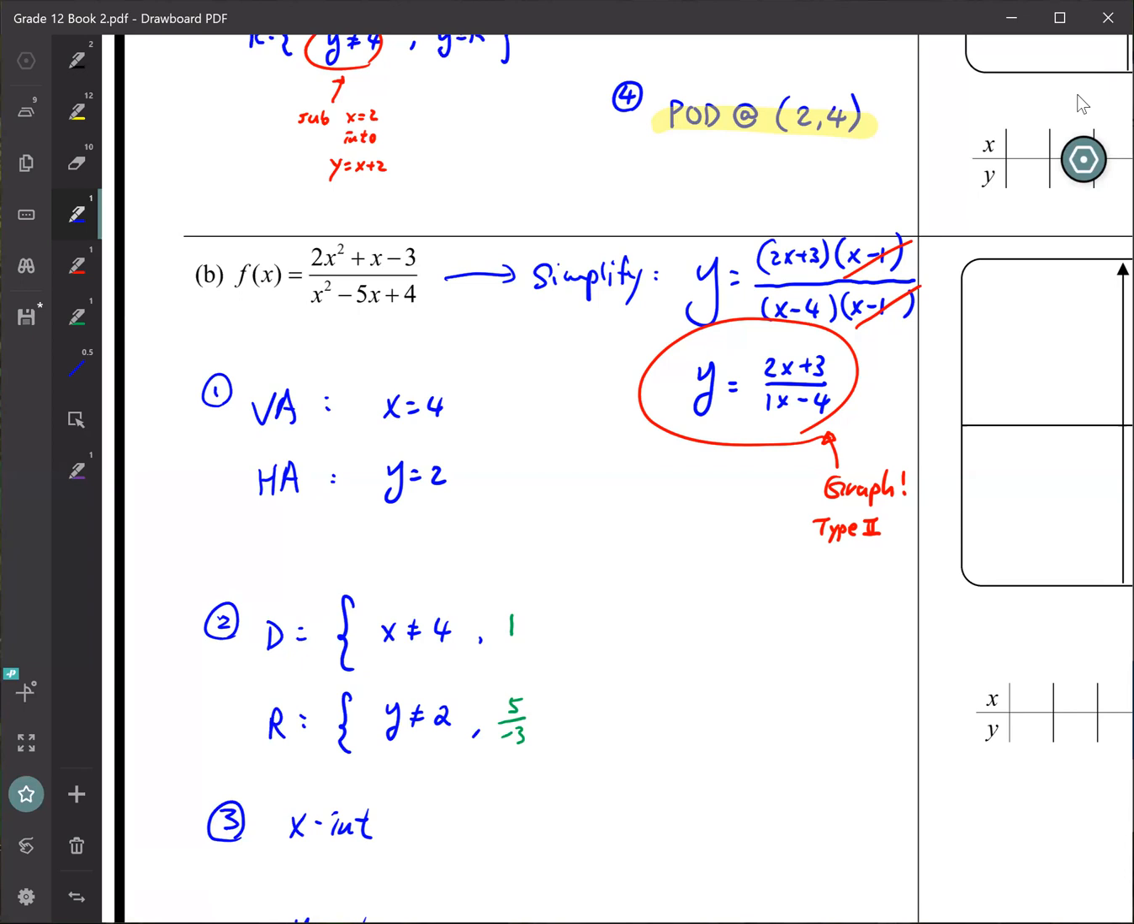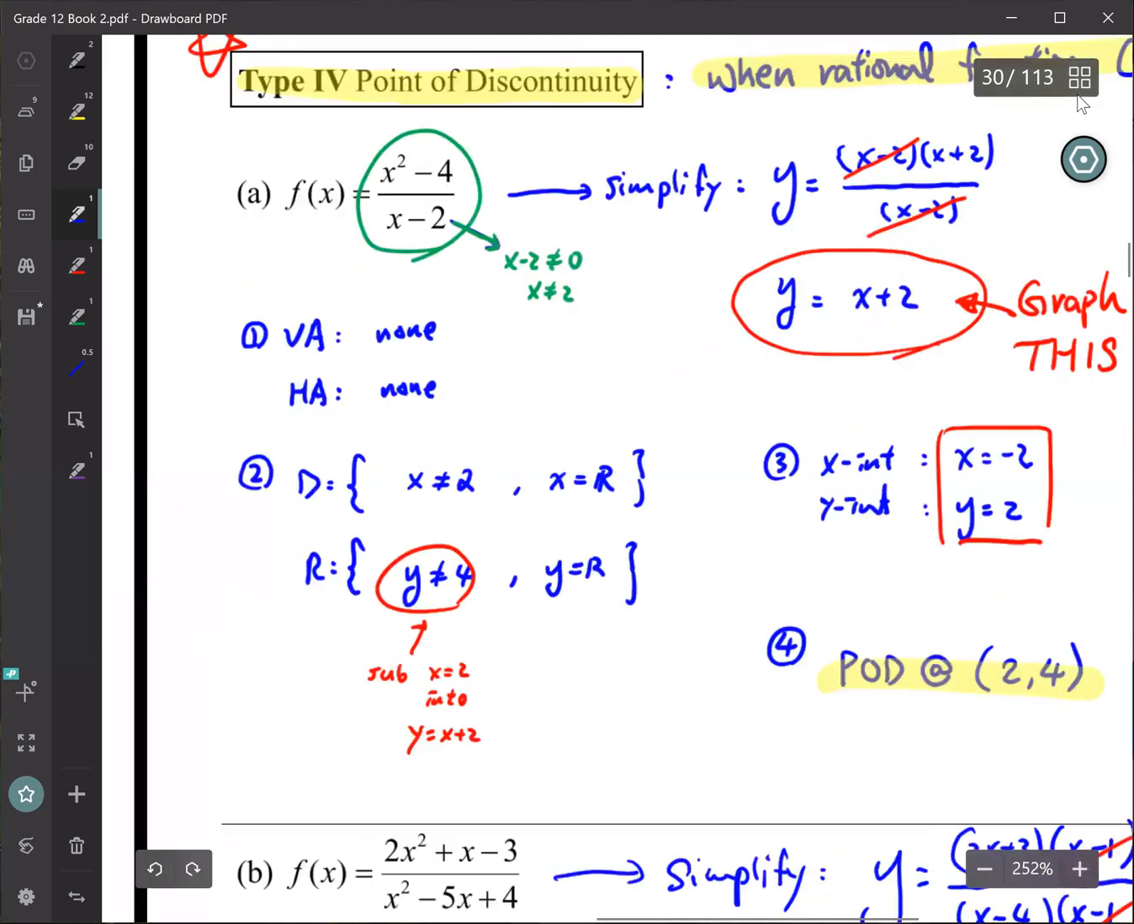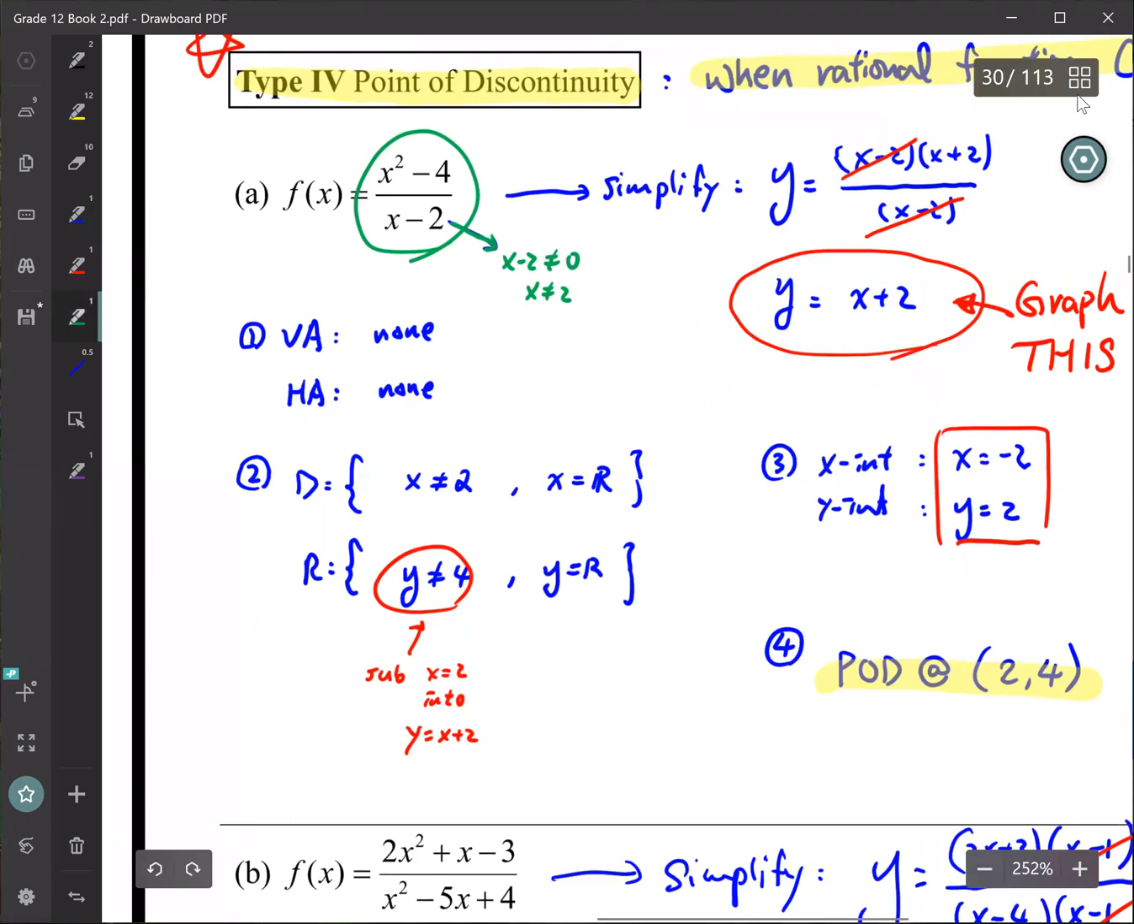Okay, let's recap. Now I got your attention. This is the key point: how to find the value. Look at the previous question. First, because of the restriction of the original, we found x cannot be 2, because x minus 2 is canceled out. Then you use that same number, the 2, to find the range, by substituting the 2 into the simplified function. Because the POD, the point of discontinuity, is on the graph that you are drawing, you need to substitute into that graph.